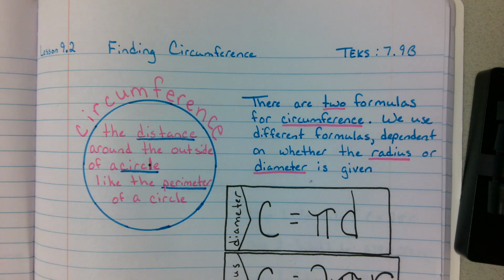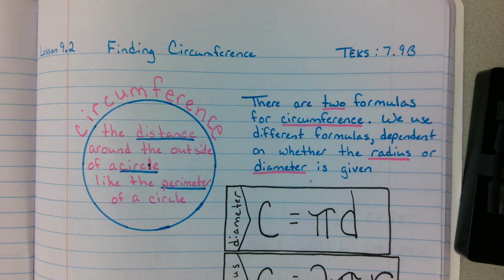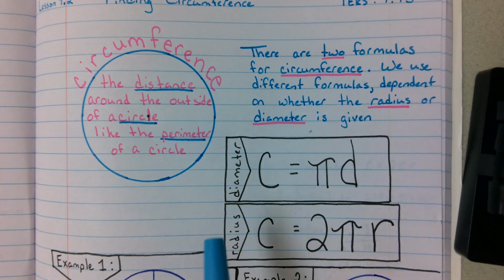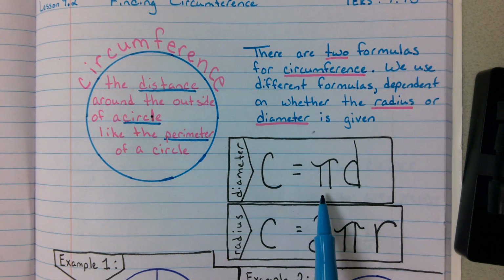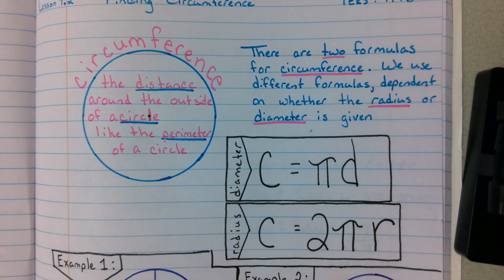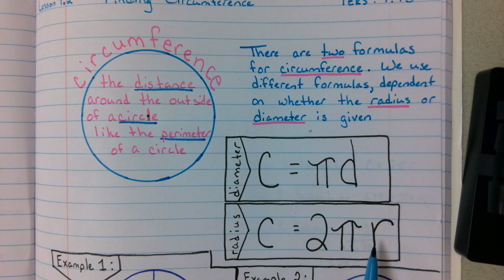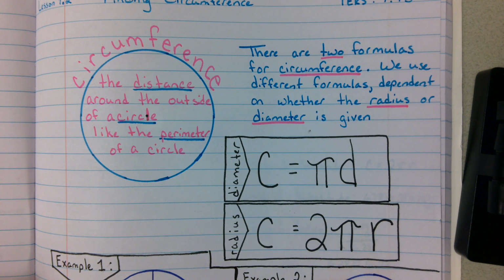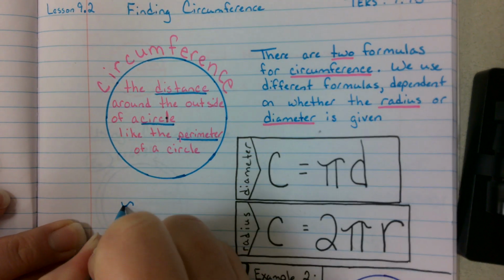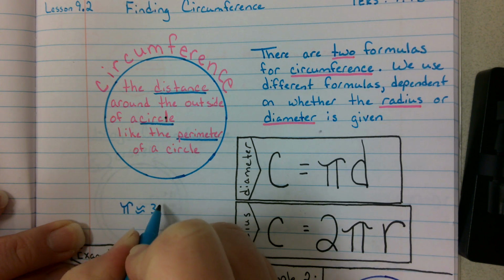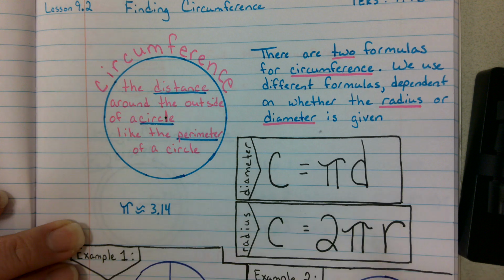There are two formulas for circumference. We use different formulas dependent on whether the radius or the diameter is given. So here are our two formulas. If I'm given diameter, circumference is equal to pi times diameter. If I'm given radius, circumference is equal to 2 times pi times the radius. And I want you to remember that pi is approximately 3.14. That's what we're going to use when we're doing the math part.